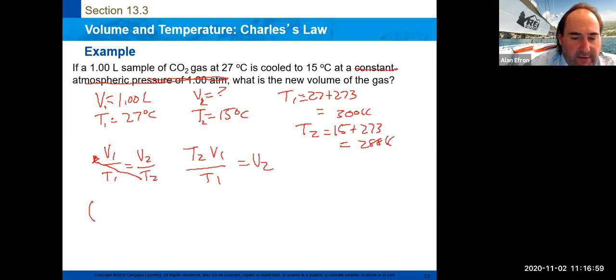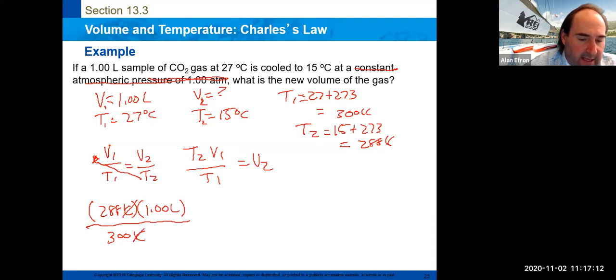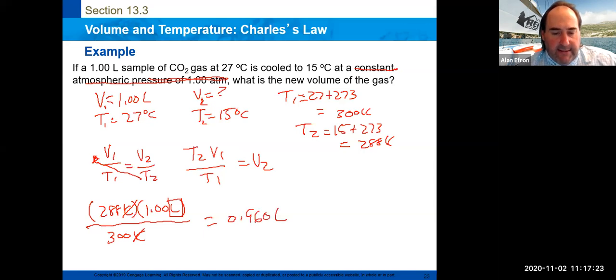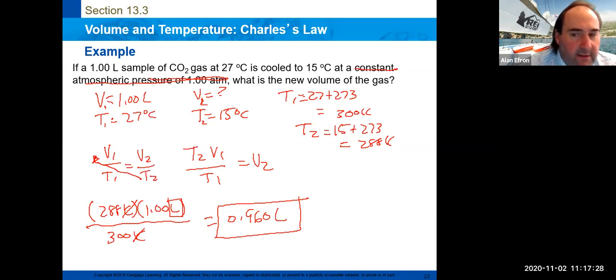So taking our T2, which is 288, times our V1, which is 1, divided by our T1, which is 300 Kelvin. Again, here the Kelvins will cancel, going to leave us with liters. And if we do that there, looks like 0.96 liters in this particular case. Any question on that there?